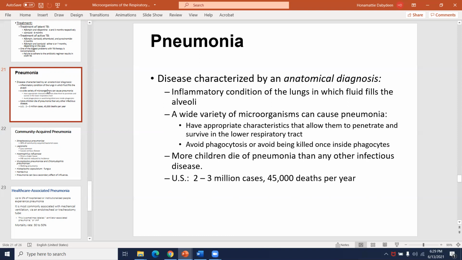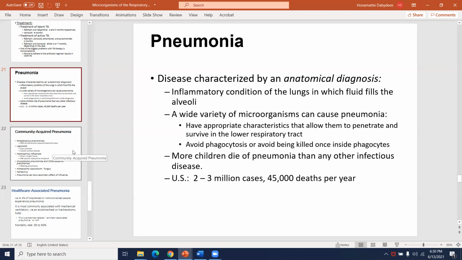But I wanted to say a little something in general, because pneumonia has been one of the huge problems in communities and in the hospital setting. And it's something that I feel I should mention a little bit more about instead of just introducing it. More children die of pneumonia than any other infectious disease. In the US alone, 2 to 3 million cases, with about 45,000 deaths per year. So it's not anything to sneeze about.